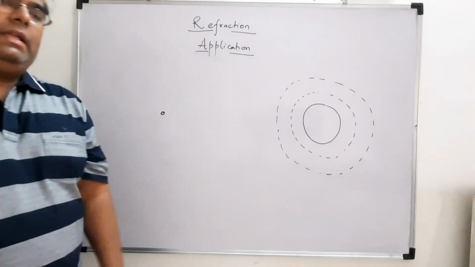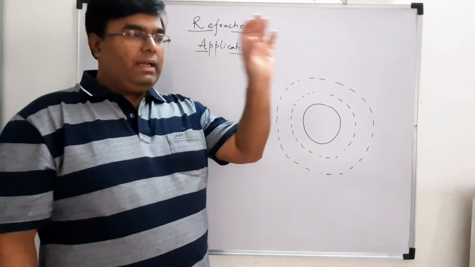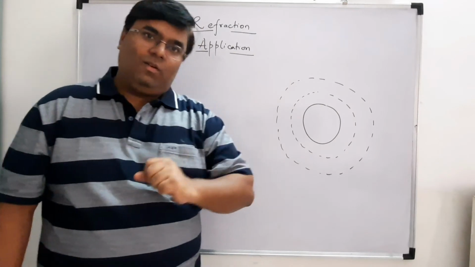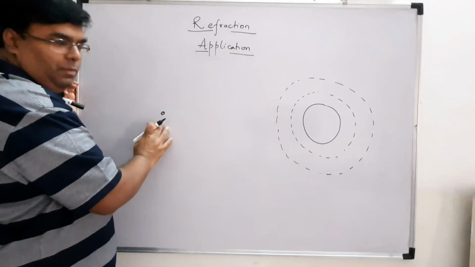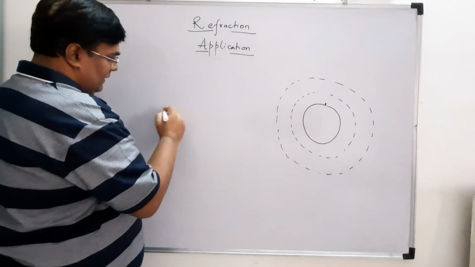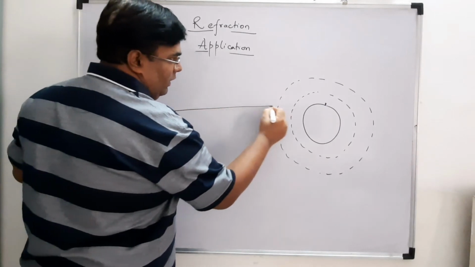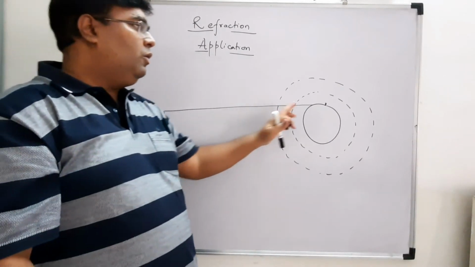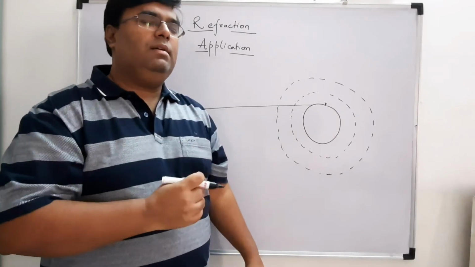Now another phenomenon is what? In the morning when we are looking at the sun, actually the sun has not risen. How does it happen? Suppose the sun is here and we are here, this is my earth, and if you draw the direct light, it will be like this. Right now it has not reached our eyes, so we will not be able to see the sun.